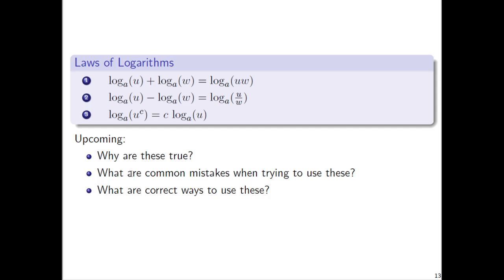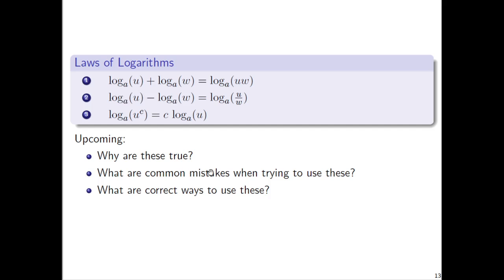So what we're going to do in just a moment is, first of all, why are these true? What are the common mistakes when trying to use these? You'll notice, for instance, log base a of u plus log base a of w is equal to log base a of u times w. Not u plus w, but u times w. If there's a plus here, then it would look like log distributes or log factors, something that would be confused for multiplication. Again, I keep trying to stress you need to say log base a of u, log base a of w, not log base a times u. That would be a mistake.